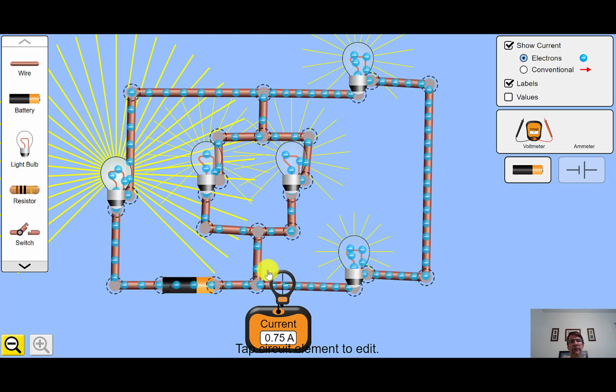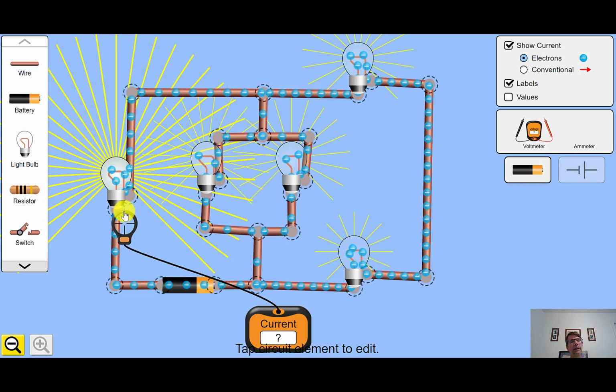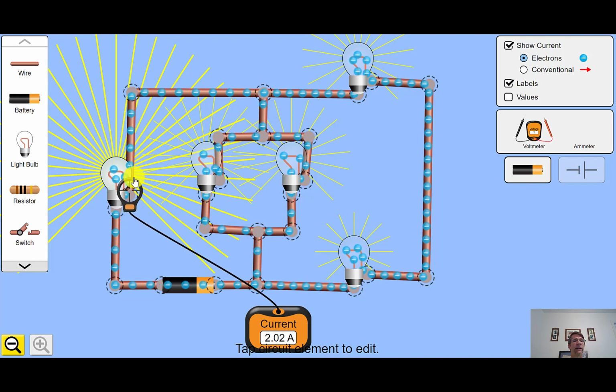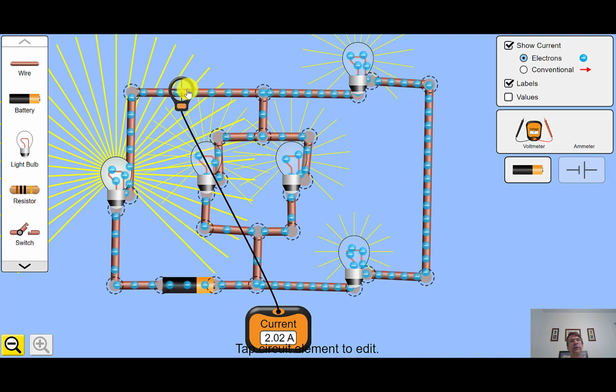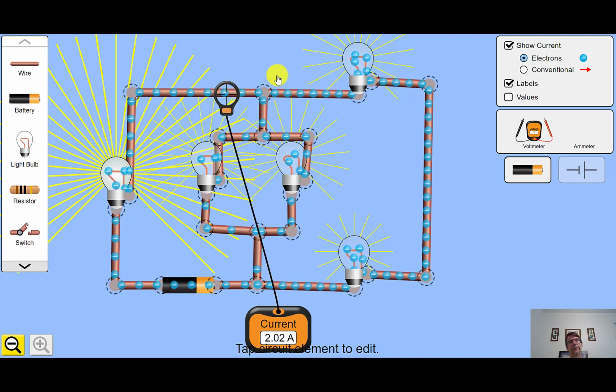So the 0.75 plus the 1.27 gives us then 2 amps going into the battery. That's what the battery's pushing, actually. The battery pushes 2 amps, 2 coulombs per second, up this way through that bulb. So anywhere in that bulb or on that branch, you're going to get 2.02 amps up through this way until it splits again and divides. So that's a summary in visual form of that worksheet that we just did, and it verifies all our final answers.